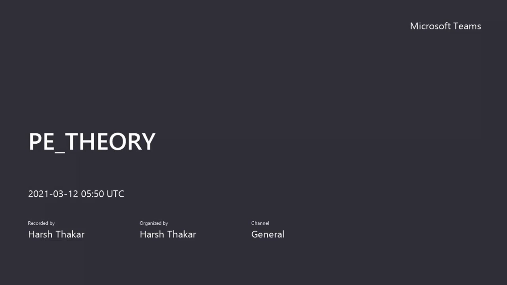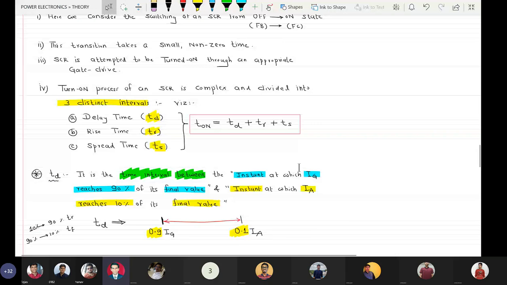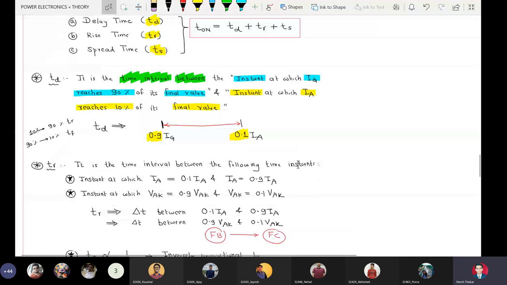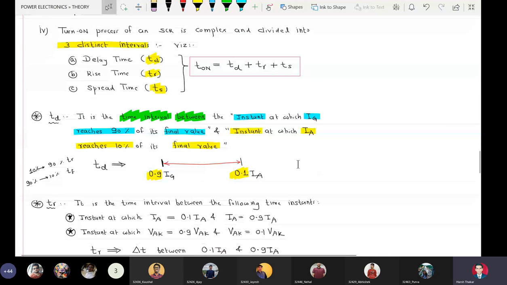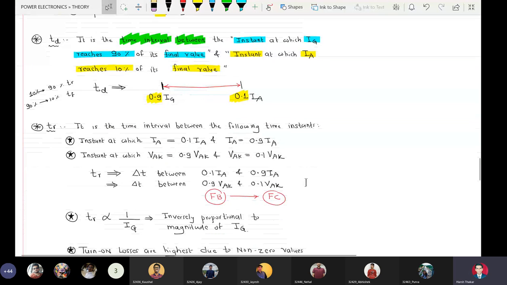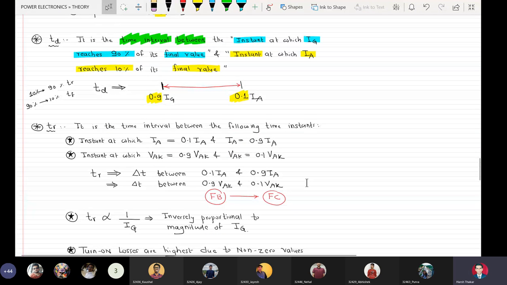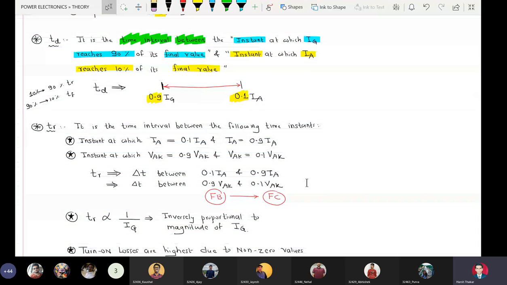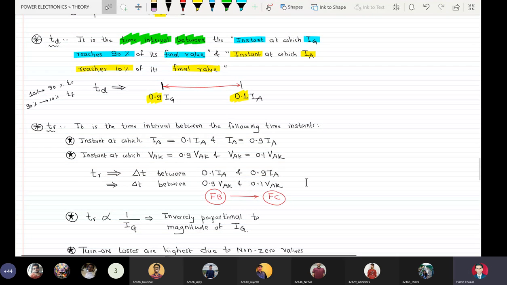The last session, we had defined the turn on time of an SCR as a summation of delay time, rise time, and spread time. And we had defined the delay time as the time interval between the instant at which the gate current reaches 90% of its final value and the instant at which the device current reaches 10% of its final value. So basically, we defined the delay time TD as the interval between 0.9 times Ig and 0.1 times Ia.